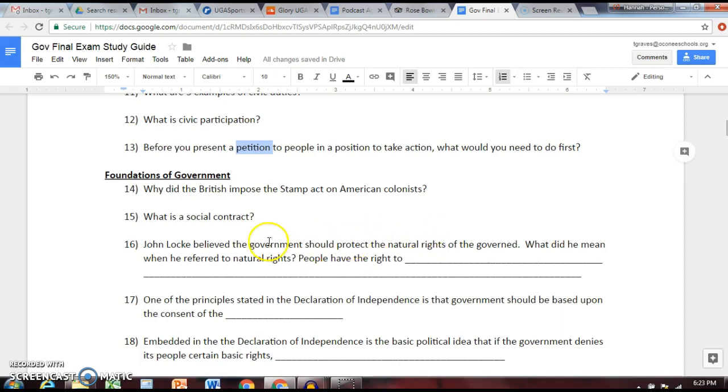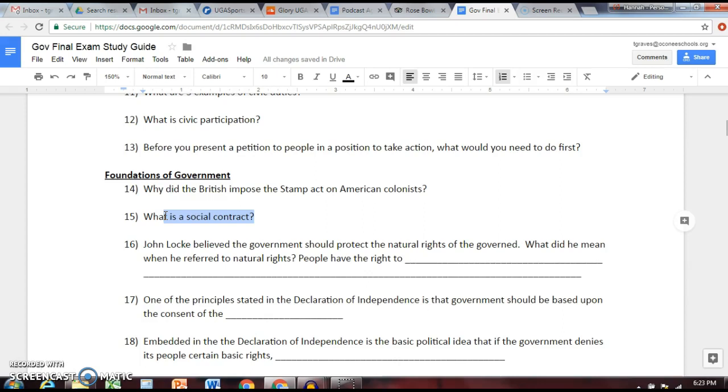Number 15, what is a social contract? It is an agreement between the people and the government, okay? The people agree to give up some of their rights in return for the protection by the government. That's the social contract. Contract meaning agreement, social meaning society. It's that contract, that agreement there between two parts of society, the people and the leaders.